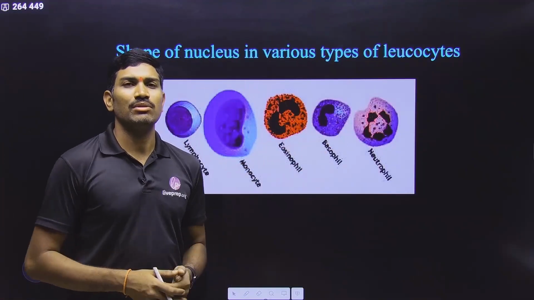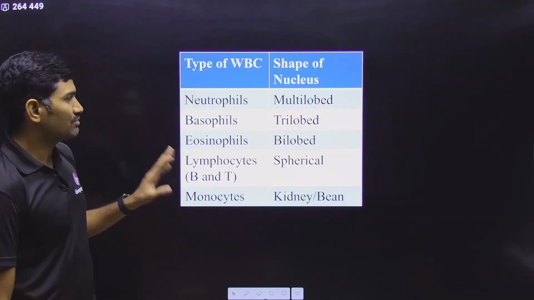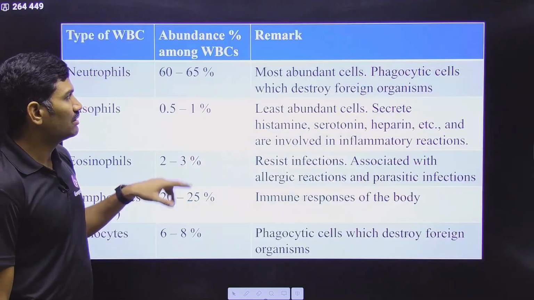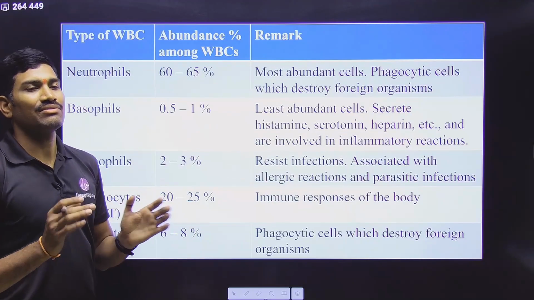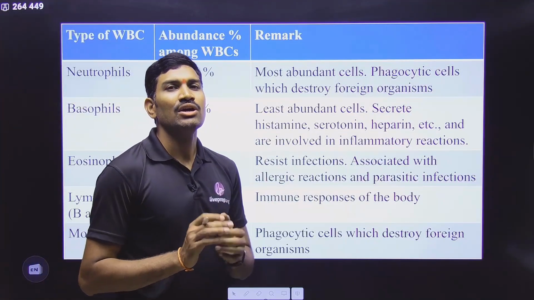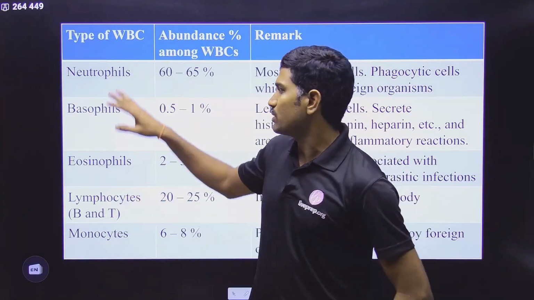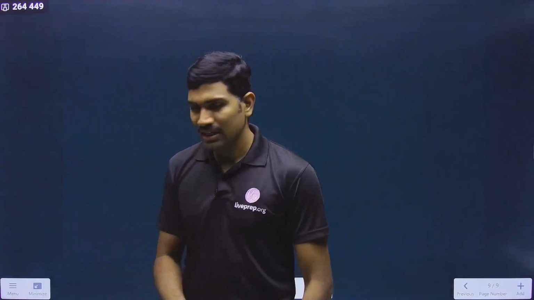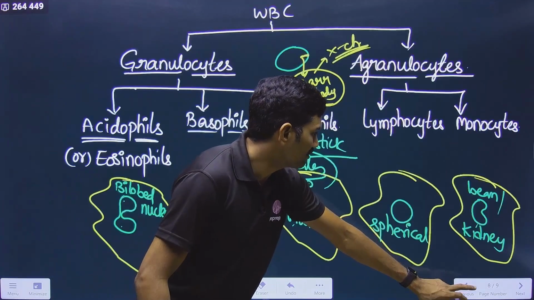Now let us see the shapes of the nucleus. Different types of WBCs are having different shapes. Just now we have studied about this one. This is the same information I have given in the form of a table. And next we are talking about the general information. What is the general information? What is the significant point for these particular types of cells? This is the information we are studying. So directly with the help of this diagram itself, I will try to explain it.